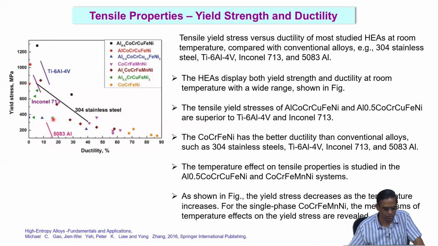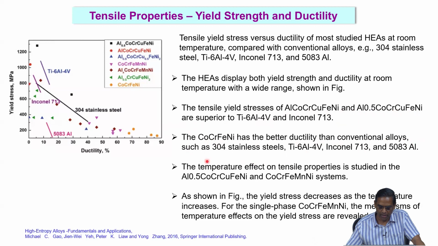to choose, where all these aluminum alloys, super alloys, stainless steels, titanium alloys, they are all falling in these different domains. But the high entropy alloys open up the major door to tune the strength and ductility combinations in this plot. The tensile yield stress of this aluminum, cobalt, chromium, copper, iron, nickel alloy and its variants of different cobalt are superior to Ti64 and Inconel 713.